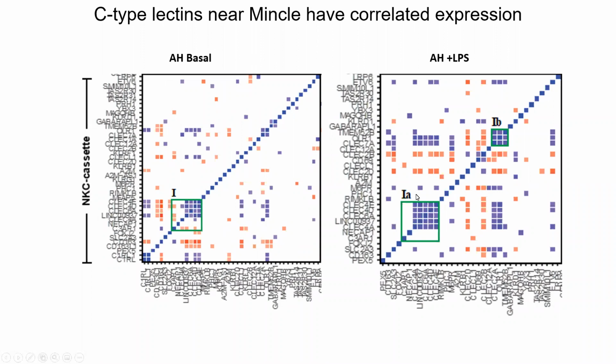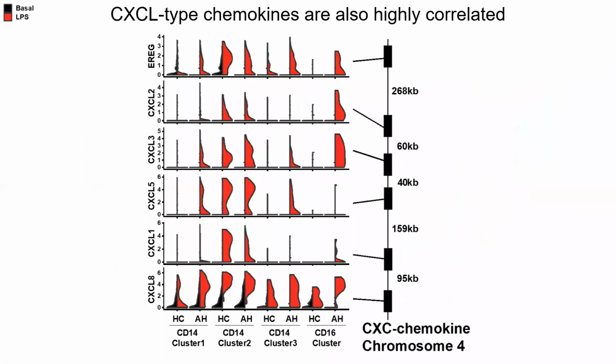And in fact, CLEC4E, CLEC4D, so this is Minkle, dectin-3, dectin-2, that non-coding RNA, they're all highly correlated within single cells. And then with LPS, it seems like the correlation expands to include CLEC4A, which was DCIR, which is a little bit farther away. Also, a little bit unexpected, dectin-1, CLEC7A is also nearby, along with a few other genes, and those have highly correlated expression in AH.